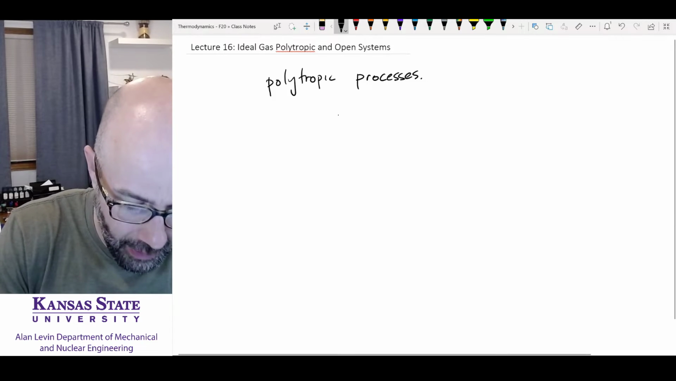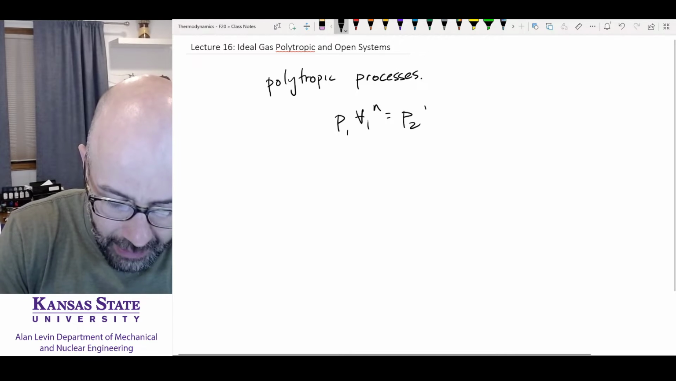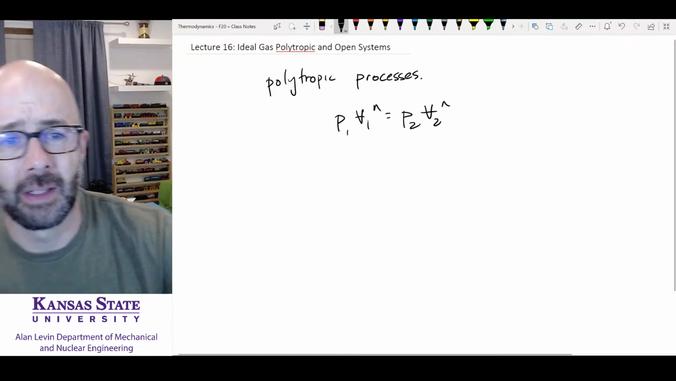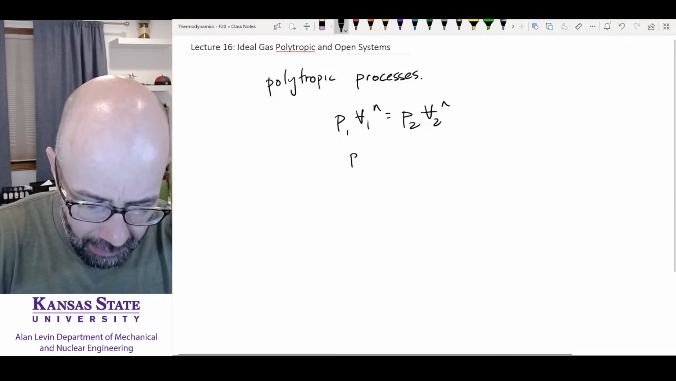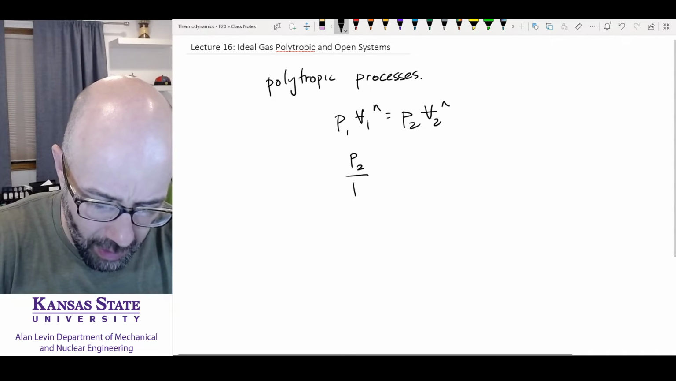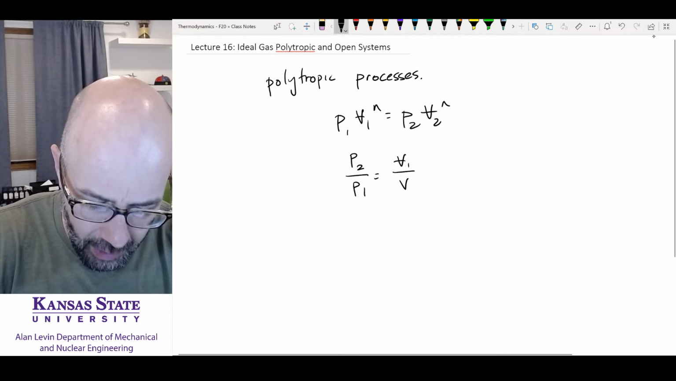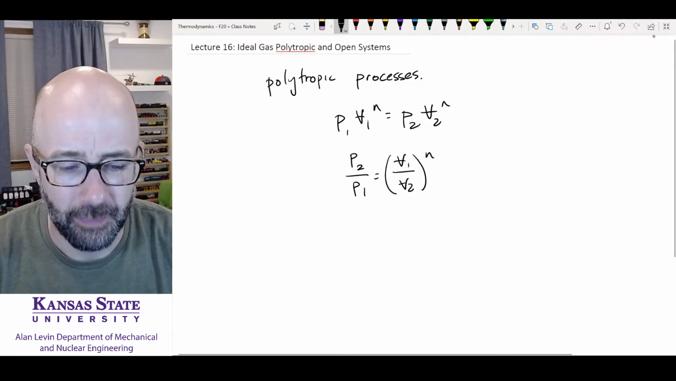We know that P1 V1 to the n is going to equal P2 V2 to the n, right? Because PV^n is equal to constant. So we can write this as P2 over P1 is equal to V1 over V2, all to the n. That's using the rules of exponents.